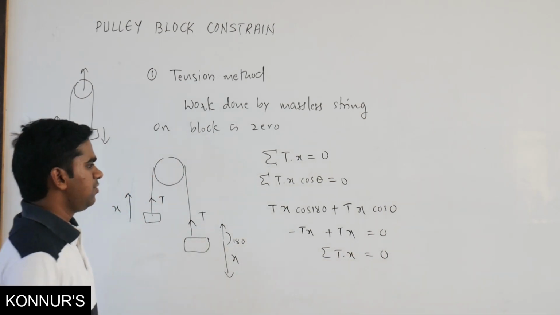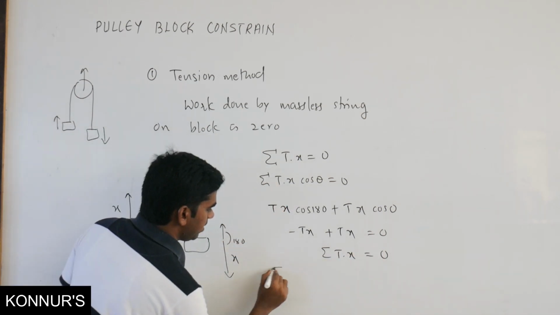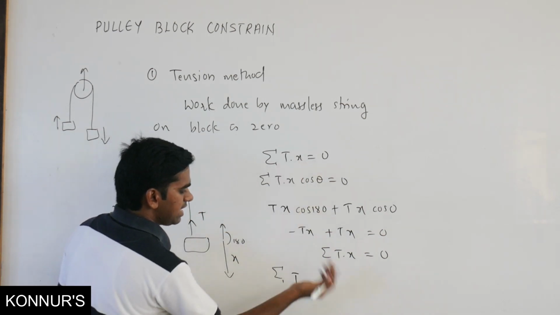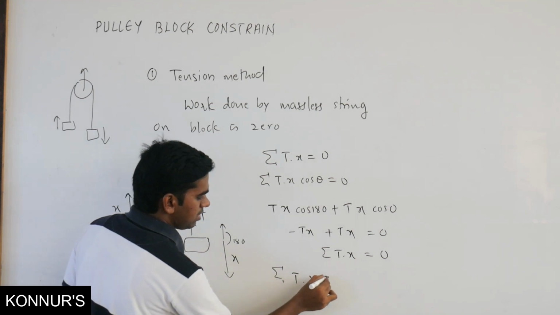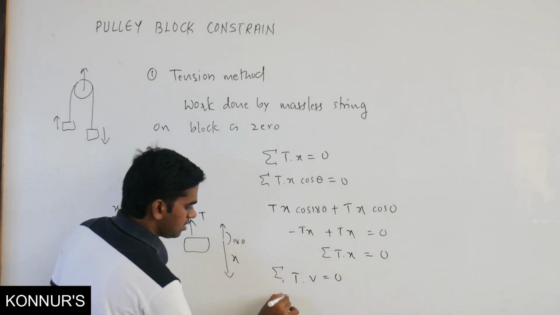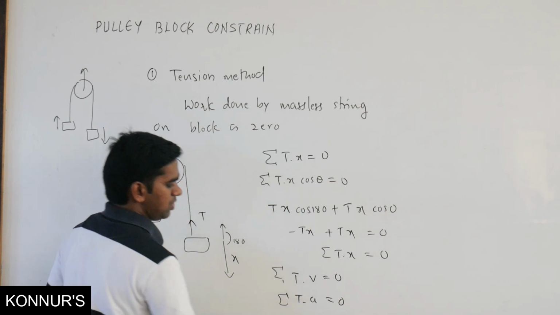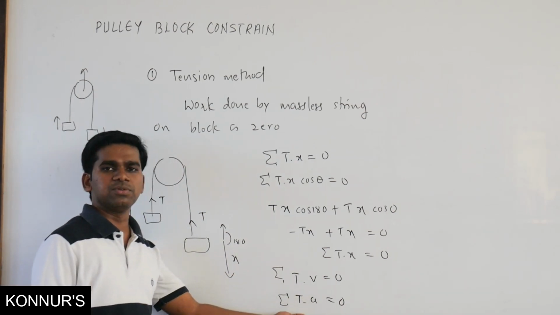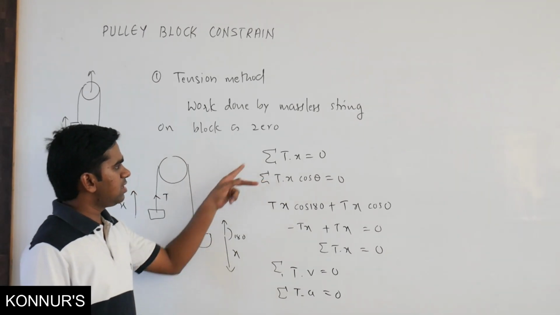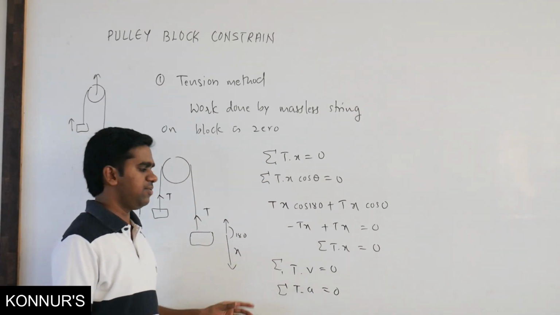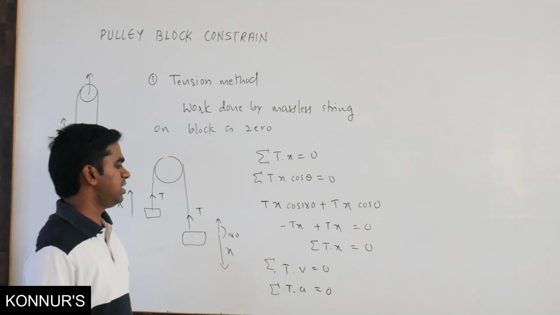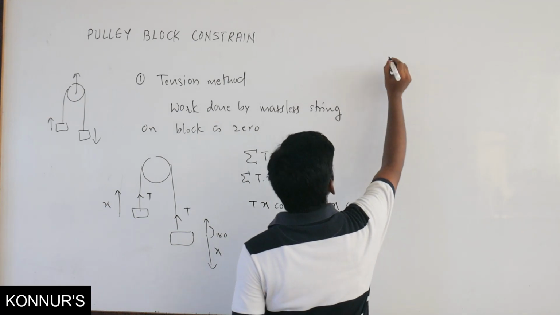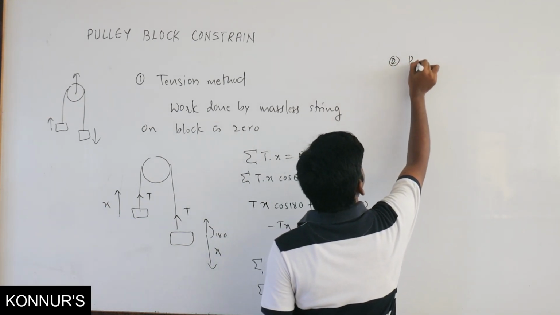If you differentiate this, it becomes T, and x becomes dx by dt, that is V, equals 0. If you differentiate once again, it becomes T dot a equals 0. So these are the methods which we can apply anywhere. A very helpful and easy method you can use. Or one more method is called the pulley method.